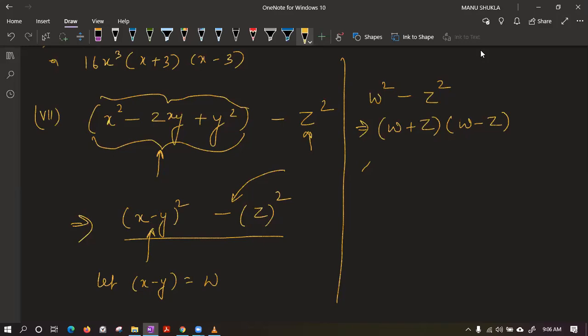Now w can be put as x minus y, so we have x minus y plus z, and then x minus y minus z. Resubstitute. That's it. Now class, can we say it is factorized? Yes, it is factorized now and very easily. If you want, I can take eighth part also. Tell me class, were you able to solve the eighth part?